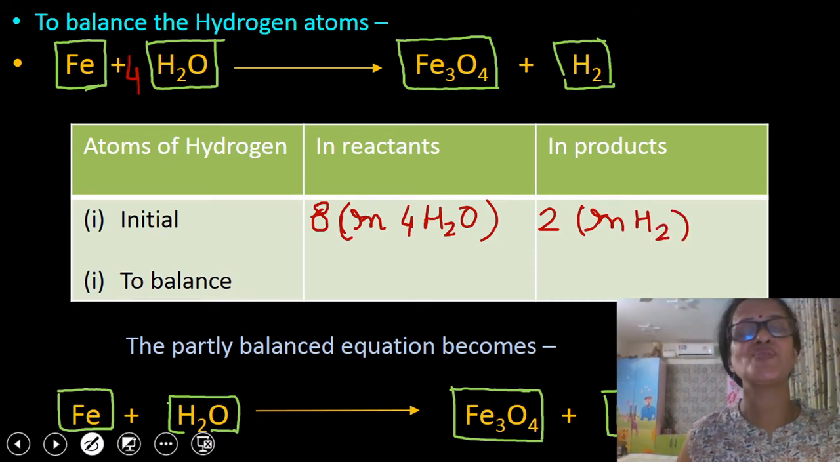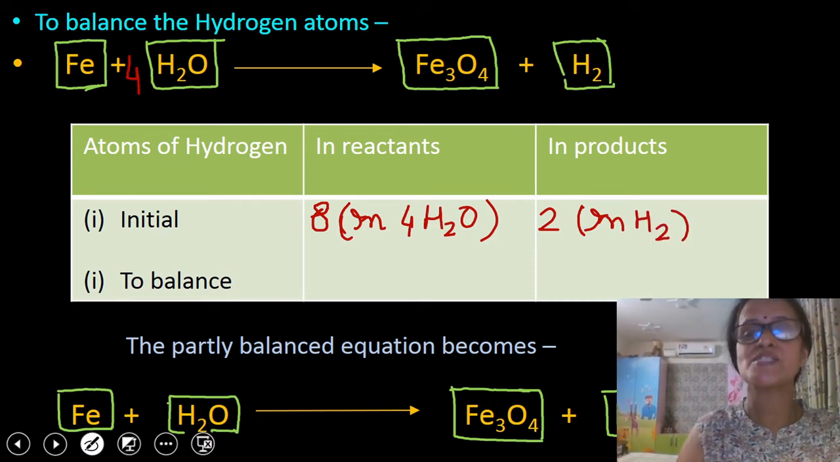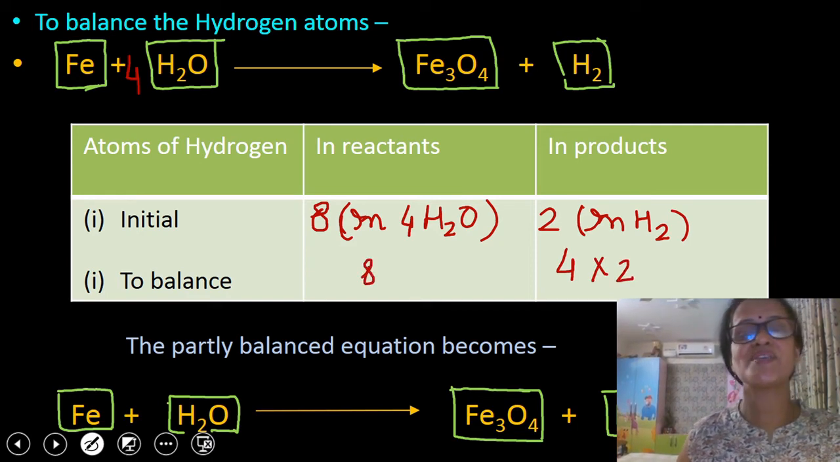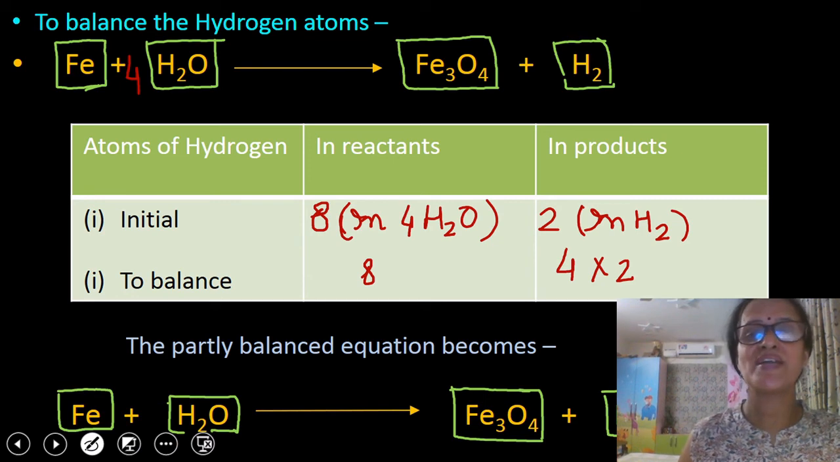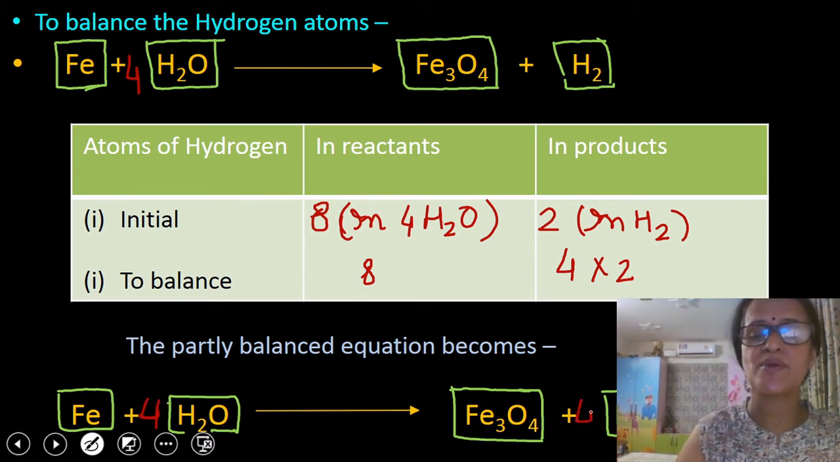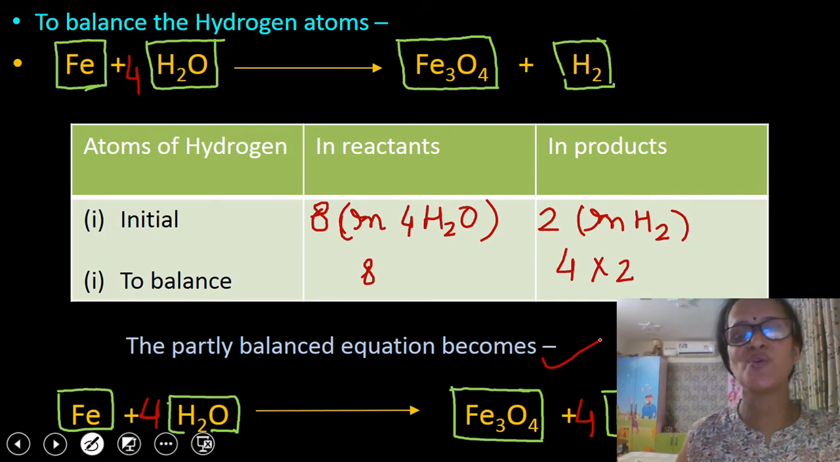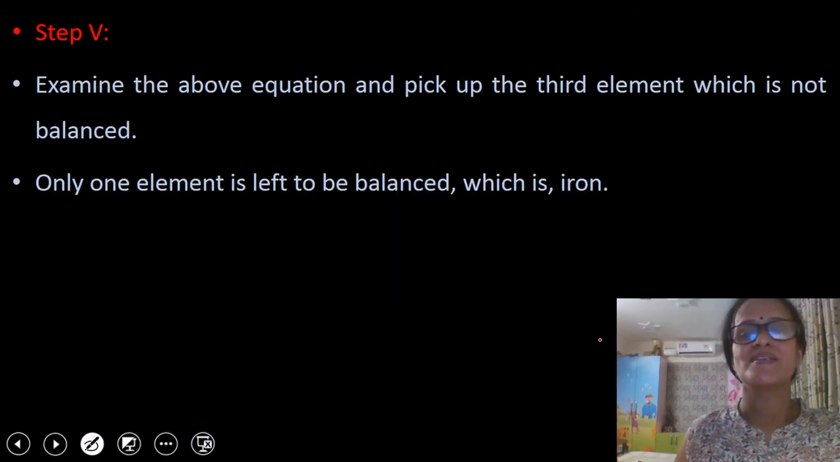So what you have to do for balancing? For balancing, you will multiply hydrogen in the product side by the number 4. So I am writing here 4 into 2. And always remember, 4 you will write towards left hand side of the box. So we have multiplied this hydrogen by the number 4. Now the partly balanced equation becomes Fe plus 4H2O is equal to Fe3O4 plus 4H2.